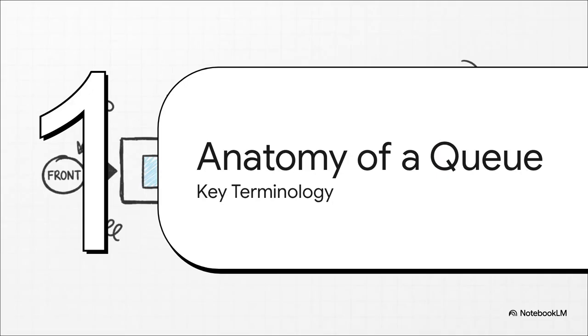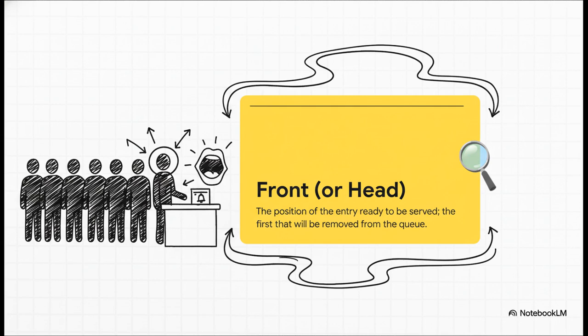All right. So now that we've got the main idea down, let's build on it. A queue isn't just a vague concept, it's a formal data structure. And that means it comes with its own specific lingo. So let's learn the key terms. First up, you've got the front, which some people also call the head. And it's exactly what it sounds like. This is the person at the very, very front of that ticket line, the next one up to be served.